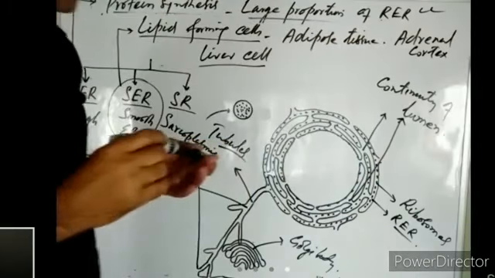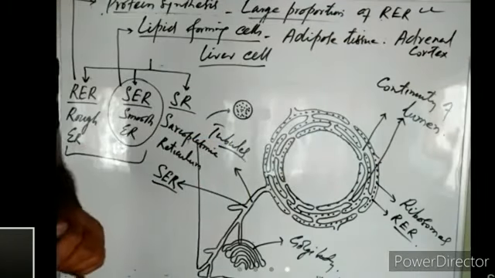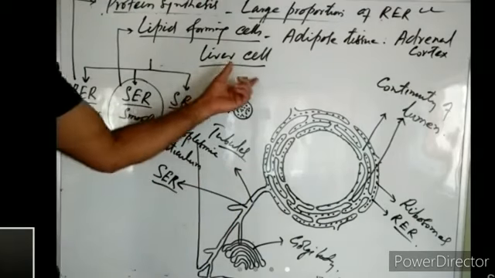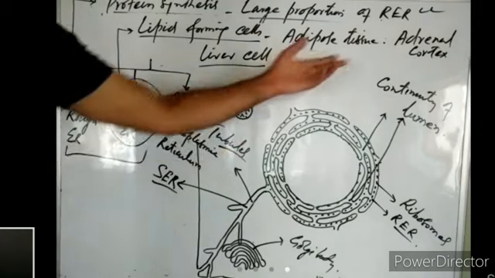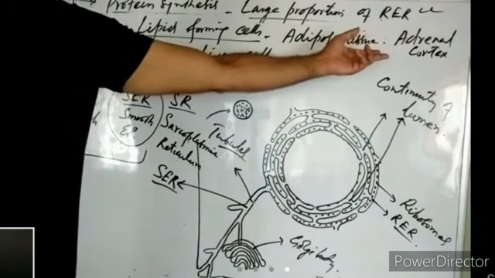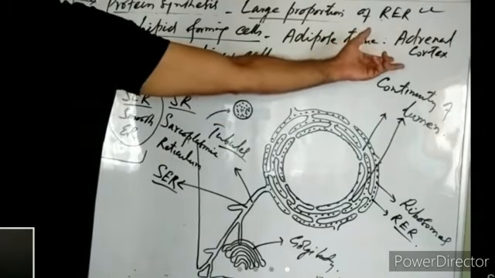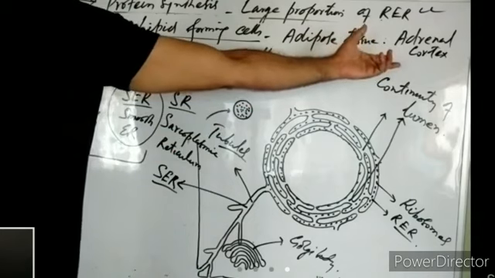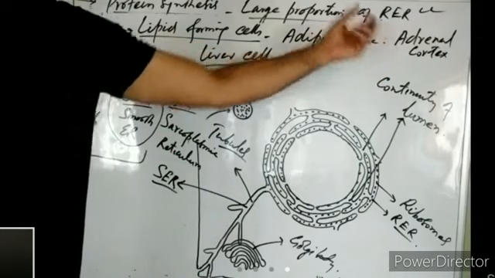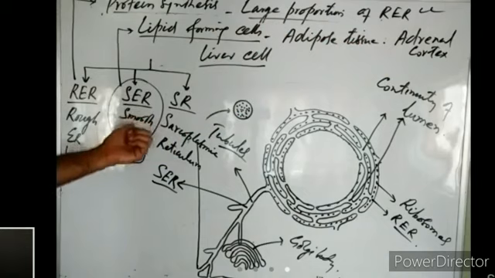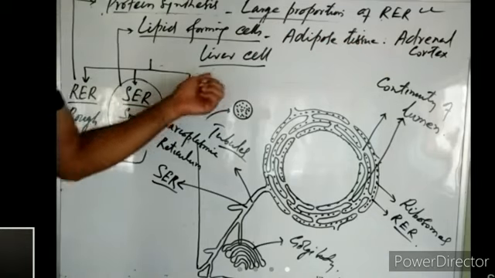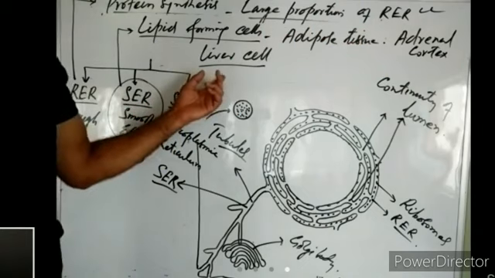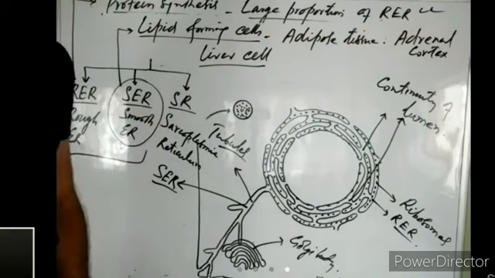Adipose tissue is actively involved in fat synthesis, lipid synthesis. So those cells are rich in SER, smooth endoplasmic reticulum. Adrenal cortex is forming the steroid hormones. The cells of adrenal cortex secrete steroid hormones, hormones formed from lipids. So that is why they are rich in smooth endoplasmic reticulum. Some liver cells, which produce the lipids, are also rich in smooth endoplasmic reticulum.